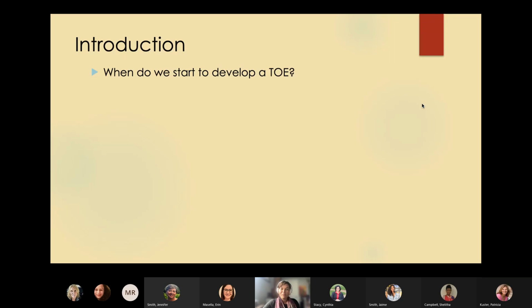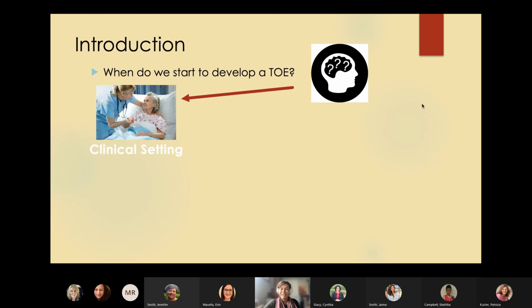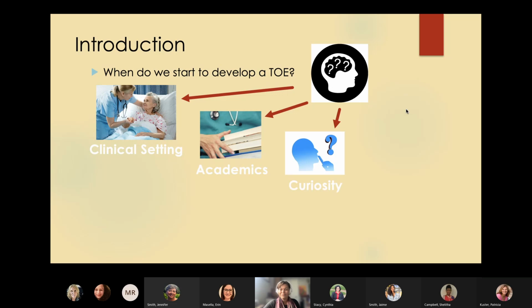So when do we start to develop a table of evidence? I mean, you have these thoughts and ideas, and they can come from your clinical setting that you're working in. Maybe you notice something that's going on, you want to explore it more deeply, or you're doing some sort of academic research, and this is kind of an expected part of the pathway. Or you're just a curious person, and you want to know why we do things the way we do, throughout our nursing reach. But also sometimes there's some new health policy that emerges, and you want to understand what was the foundation for these changes, especially in evidence-based practice. What were we doing, and why is that no longer what we're doing?